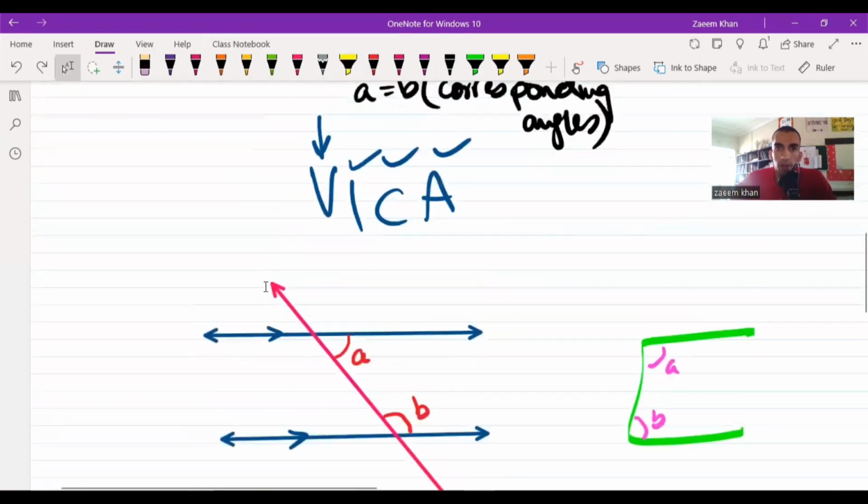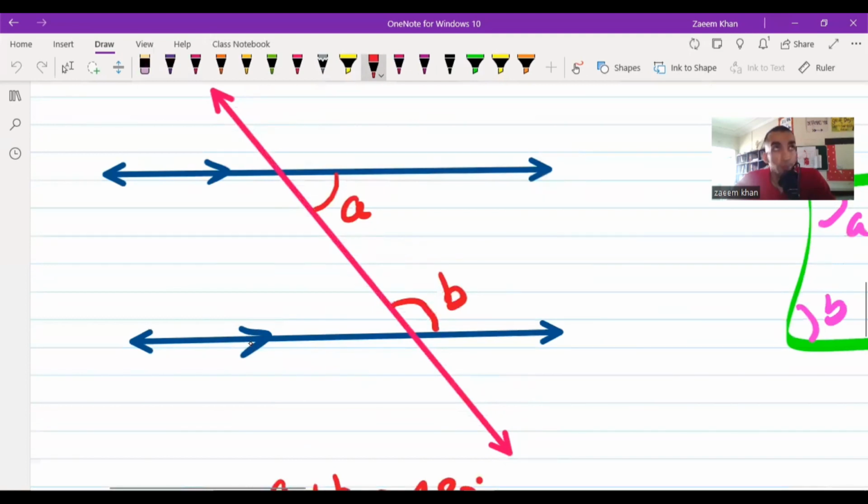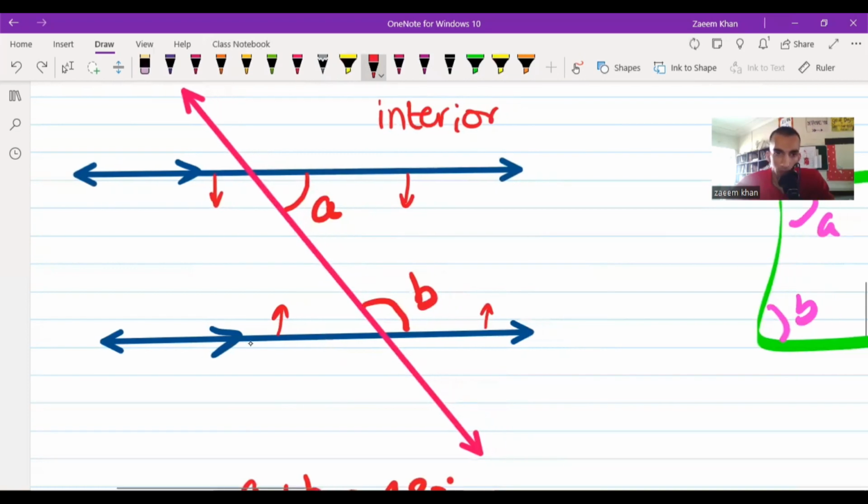Where's I? Here it is. I refers to which word? Interior. Excellent. And interior happens to be on the inside. So we've got both of these angles. If you take a look, A is on the inside, or on the lower side, of these 2 parallel lines, and B is also on the inside of these 2 parallel lines. Had it been out here, it would have been exterior. But exterior angles do not exist over here. We don't have a rule for exterior angles. Interior angles do have a rule.